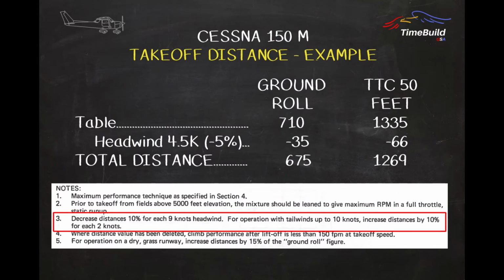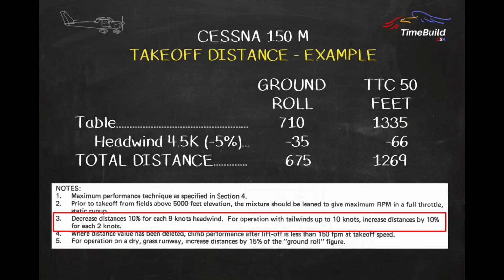The last step is to apply each of the adjustments from the notes to the data obtained from the table. For TimeBuildUSA operations, this will be note number 3 dealing with the effects of wind. For each 9 knots of headwind, the distances from the table should be decreased by 10%. As we computed a headwind component of 4.5 knots, then the ground roll and total to clear 50-foot obstacle distances should be reduced by 5%.